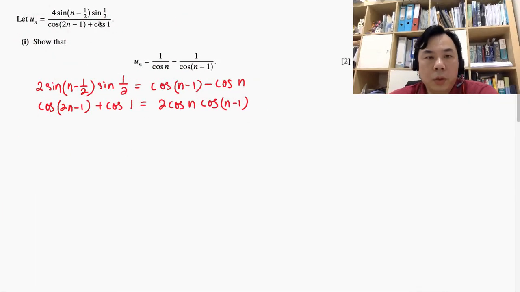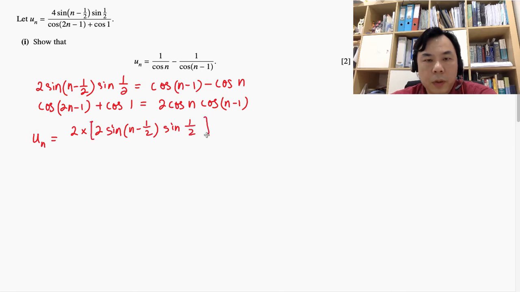Let's refer back to the questions one more time. And now these are the results that we have derived from our previous trigonometry compound angle identity. So this is the one that we have for our numerator. And then this is our denominator's result. Of course, this is 2 times of this. All right. Now, therefore, from here, I can write down un is actually 2 times 2 sine n minus half sine half here. All right, so you can see that.